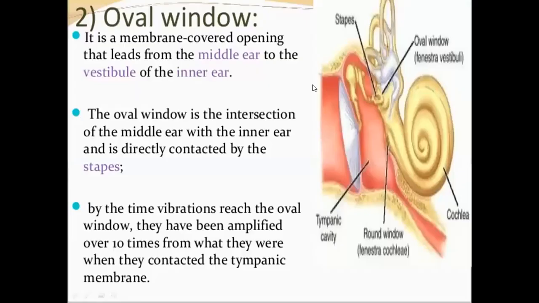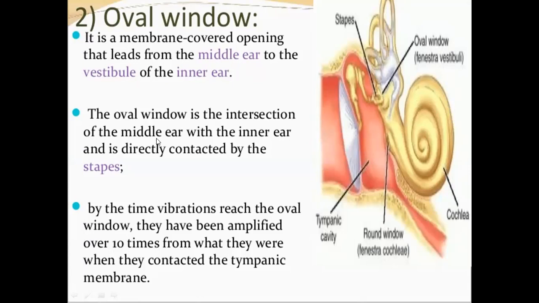So what is the oval window? It is a membrane. Oval window is present in the vestibule of the inner ear. Okay, so oval window is present in the vestibule, and this is the base of the stapes. It is a membrane covered opening that leads from the middle ear to the vestibule of the inner ear. So this oval window is present in the vestibule of the inner ear and transmits the sound waves from the middle ear to the inner ear.